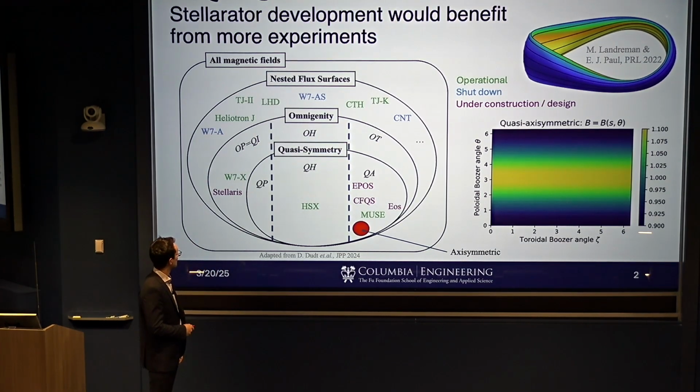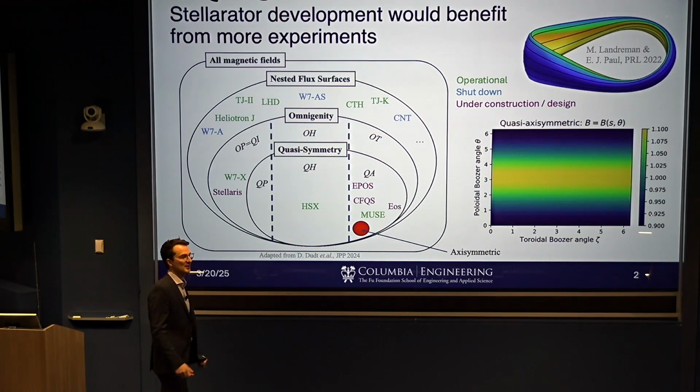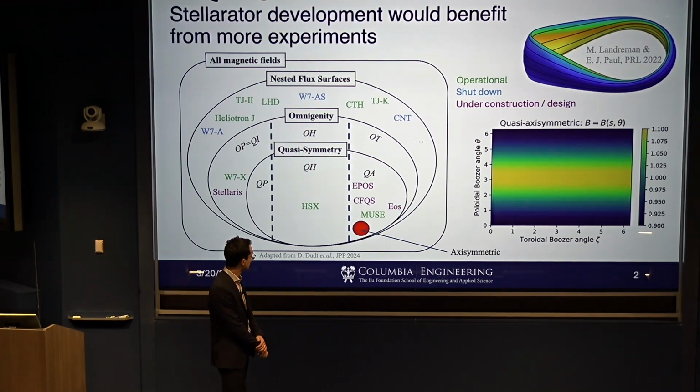And it's even worse when you look at quasi-symmetry. We have one that is quasi-helically symmetric, HSX, of course, and one that is QA, that is MUSE. And this is a small-scale stellarator at PPPL. However, there's interest in QA. You have the EPOS design from the APEX group at IPP Garching. CFQS, that's the Chinese First Quasi-symmetric Stellarator that is currently being built. And this is EOS, I think the proposed design by the Thea Energy fusion company.